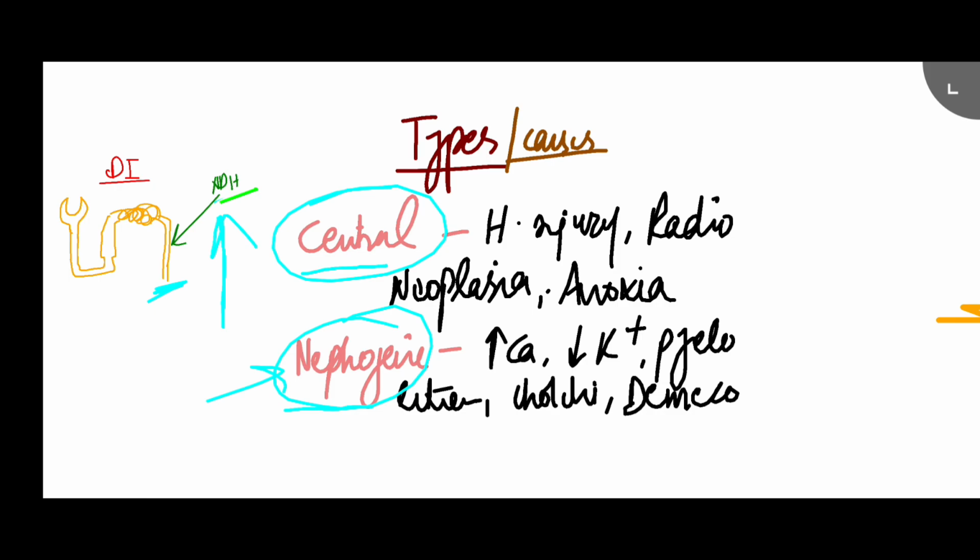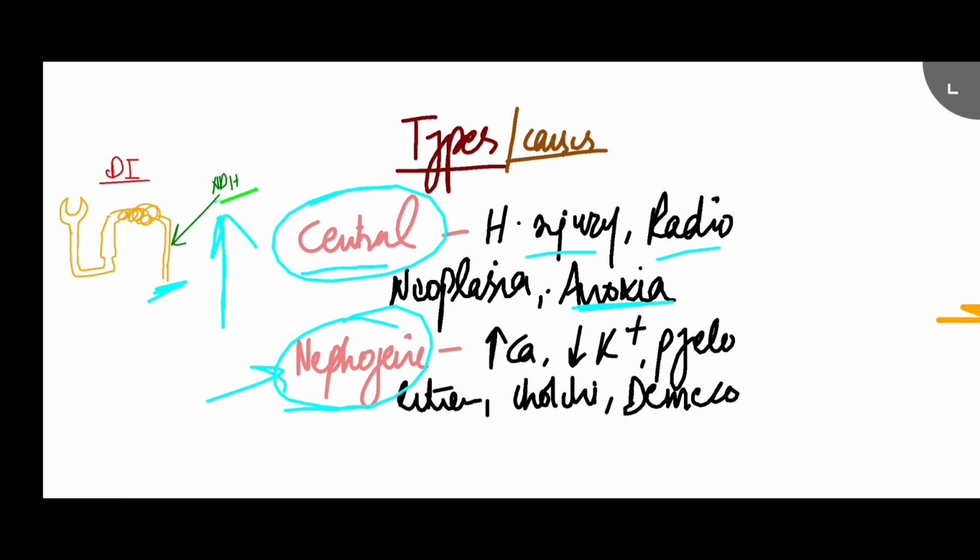The causes of central diabetes insipidus are head injuries, radiotherapy, neoplasias like pituitary and hypothalamic tumors, pituitary surgery, meningitis, syphilis, encephalitis, TB. That can cause severe head injuries, and anoxia can cause it too. So these are all the causes of central diabetes insipidus.